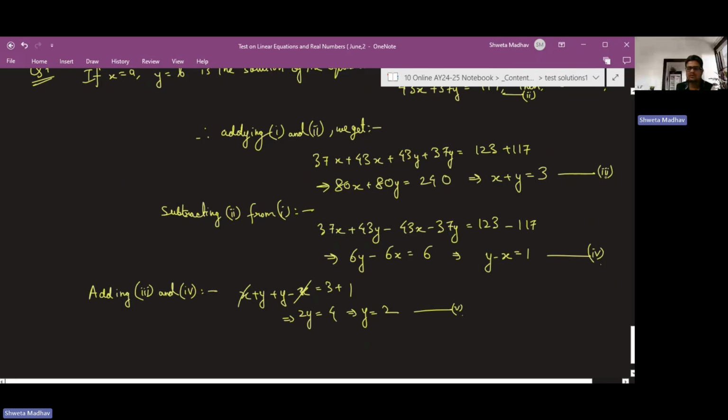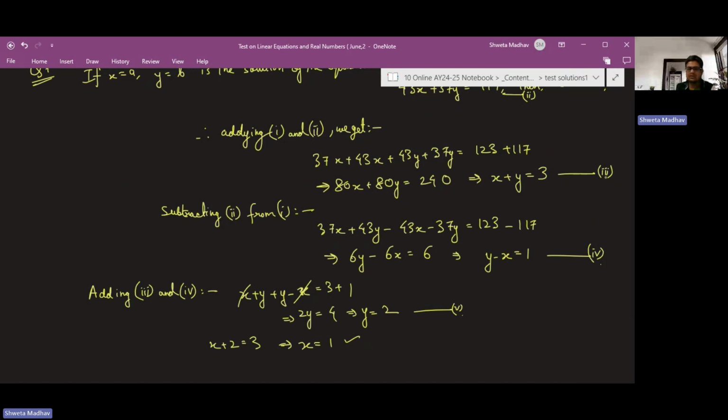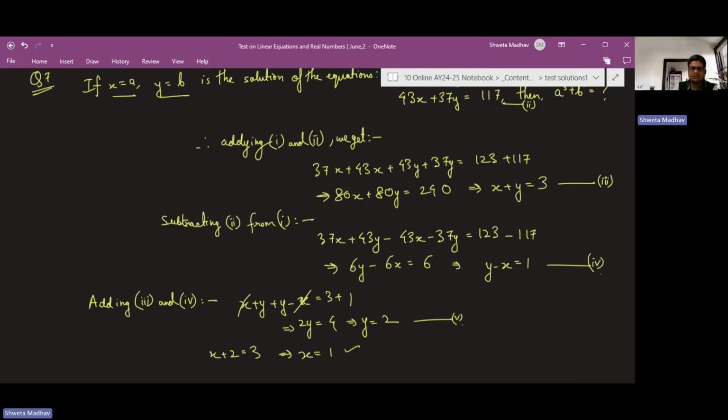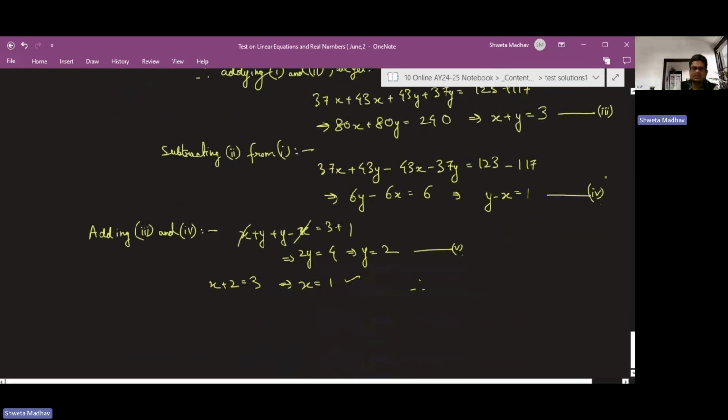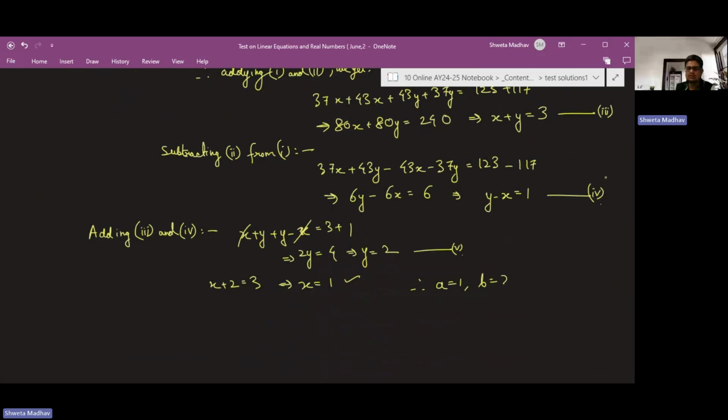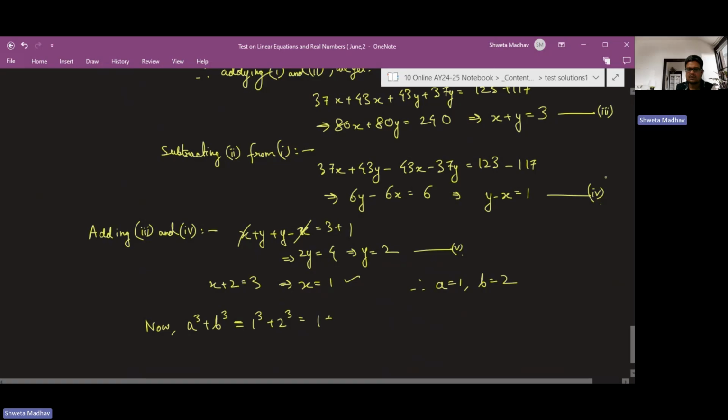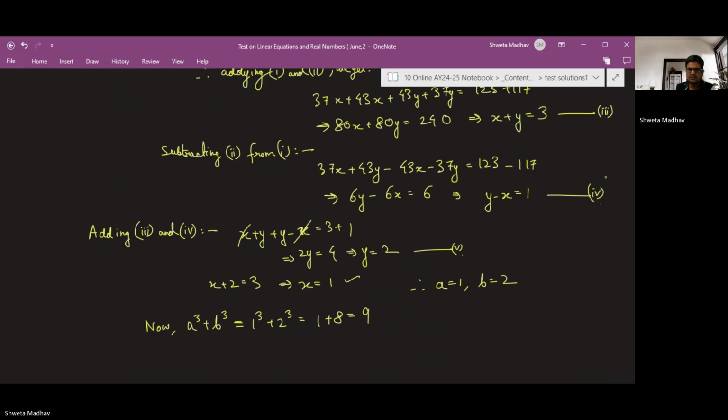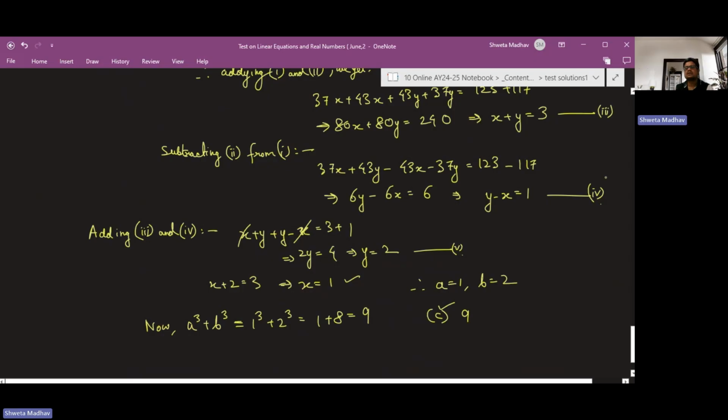So if we put the value of y in equation 3, then we will get x plus 2 is equal to 3. So x will be equal to 1. So hence here it is told x equal to a and y equal to b is the solution of the equation. Therefore we can say a is equal to 1 and b is equal to 2. Now we need to find the value of a cube plus b cube, that is equal to 1 cube plus 2 cube. So that is equal to 1 plus 8, that is equal to 9. So option C, which is 9, is the correct answer.